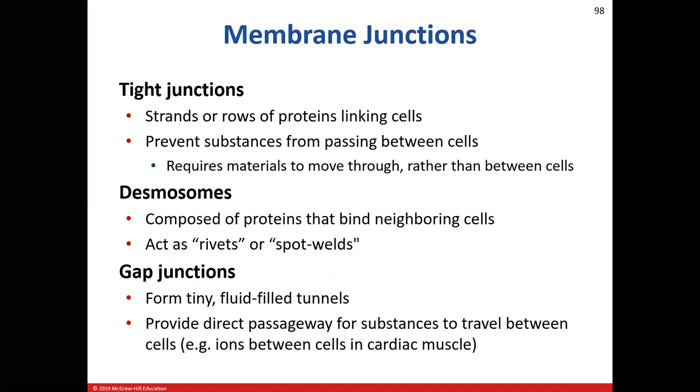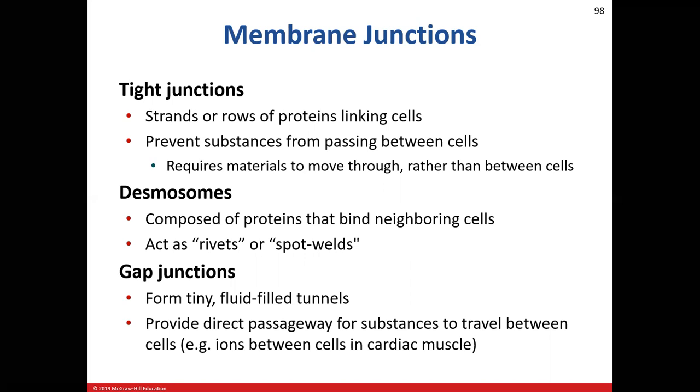And then we have a gap junction. A gap junction forms tiny fluid-filled tunnels. So we actually are using some of the channels that we had talked about earlier to create this junction. And it provides a direct passageway for substances to travel between the cells. Examples of each of these.